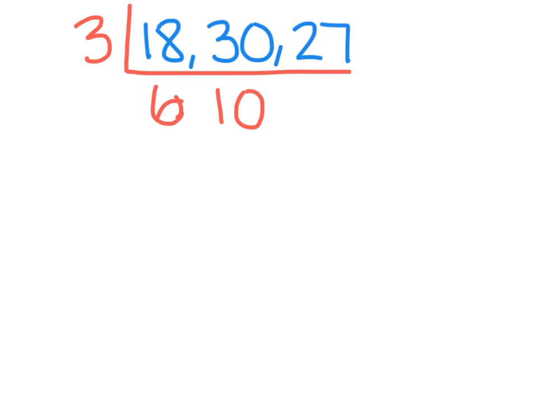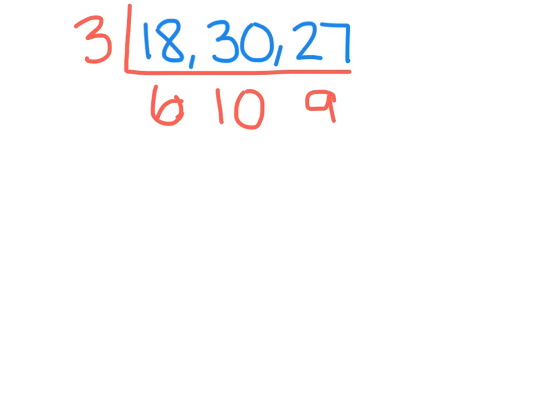Okay, let's go over the first one. We have 18, 30, and 27, and we're looking for the greatest common factor. Start your cake. I could divide all 3 numbers by the number 3. Put a 3 on the outside. 18 divided by 3 is 6. 30 divided by 3 is 10. And 27 divided by 3 would be 9. So now I have 6, 10, and 9. And there's not a prime number I could divide all 3 numbers by, so that means I'm finished.